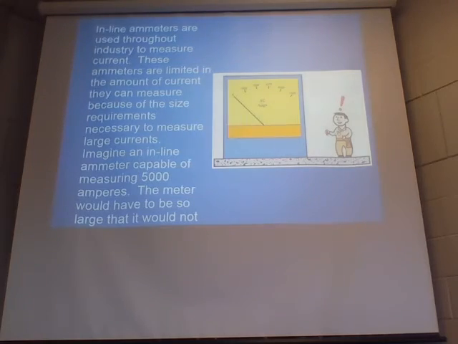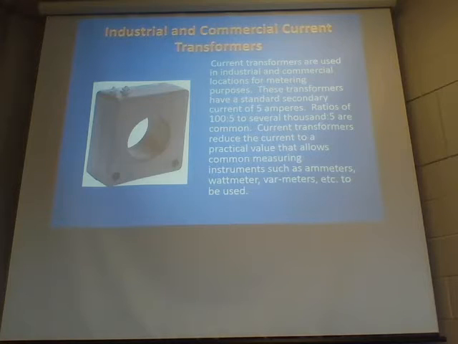And we don't need to go through all the ammeter stuff. There we go. That's what an actual current transformer looks like. Current transformers are used in industrial and commercial locations for metering purposes. These transformers have a standard secondary current of 5 amps. Ratios of 100 to 5 to several thousand to 5 are common. Current transformers reduce the current to a practical value. It allows common measuring instruments such as ammeters, wattmeters, varmeters, etc. to be used.